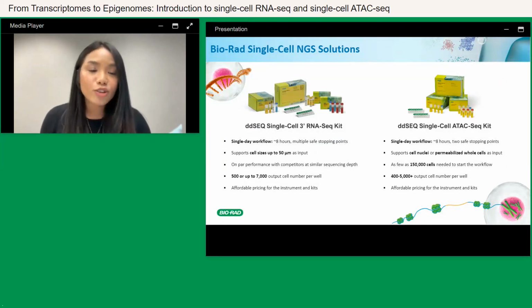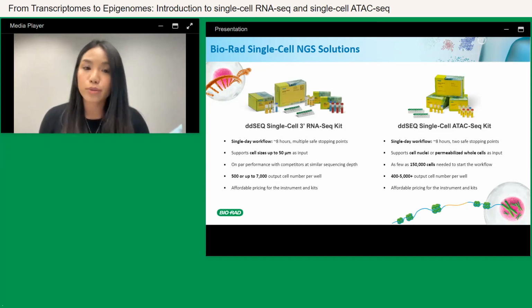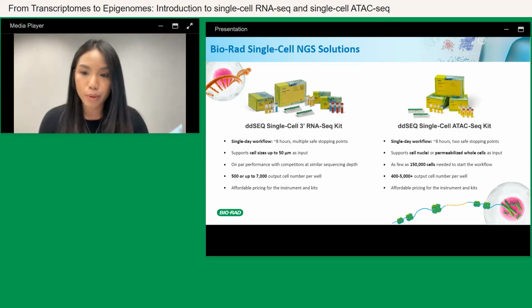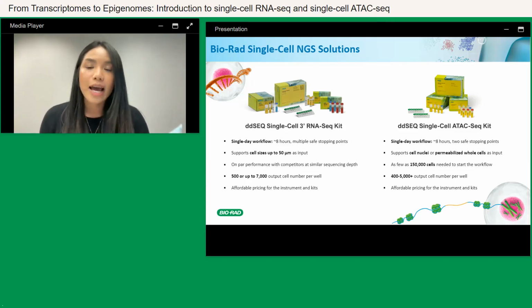Now let's go through the 2 cost-effective library preparation kits that we offer. We have the DD-seq single-cell 3' RNA-seq kit that is used for transcriptomic profiling, and the DD-seq single-cell ATAC-seq kit that is used for epigenomic profiling. Both kits allow for a single-day workflow, if you so wish, but it can also be broken down into several days or several weeks depending on your experiment schedule, as it has multiple stopping points and storage conditions can vary depending on your preference. You can keep your samples in the fridge for short-term storage, usually about 24 hours, or in -20 for longer-term storage.